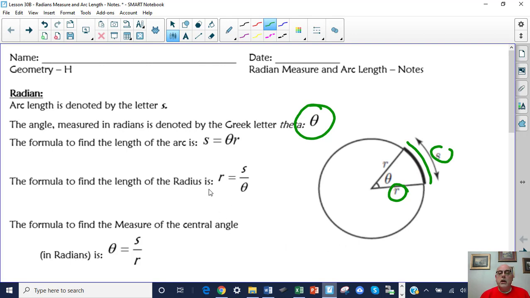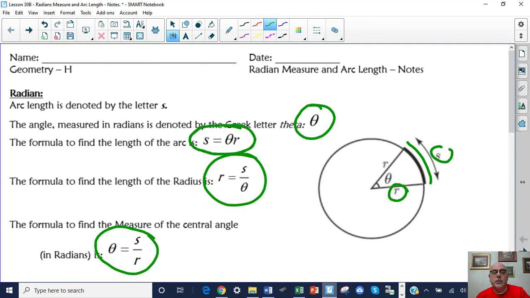So if you know the arc and the angle measure, you're trying to find the radius, you manipulate the equation to get that. Or if you know the arc and the radius, you're trying to find the measure of the angle, you manipulate the equation to get that. Now the classwork, you've got to read it carefully to decide, are you using S is equal to theta R, or R is equal to S over theta, or theta is equal to S over R, all right?